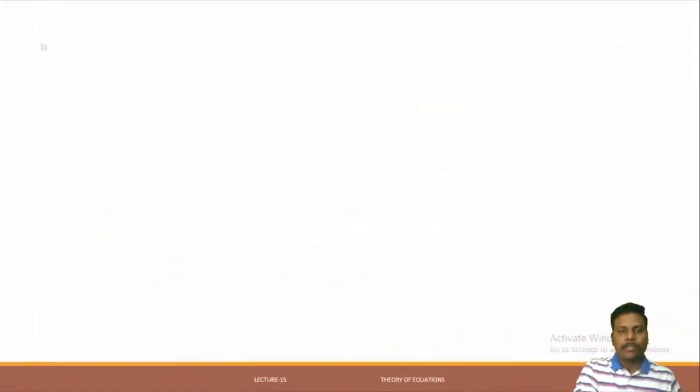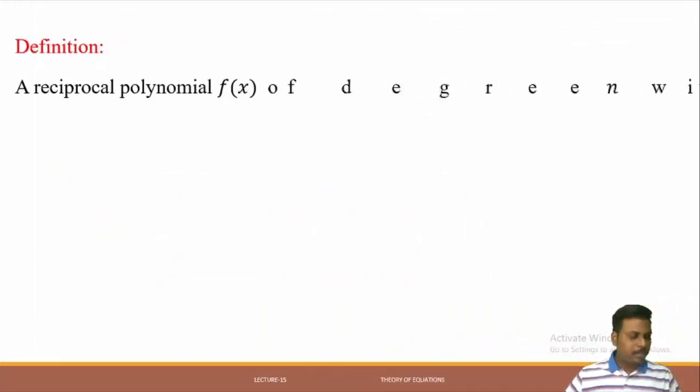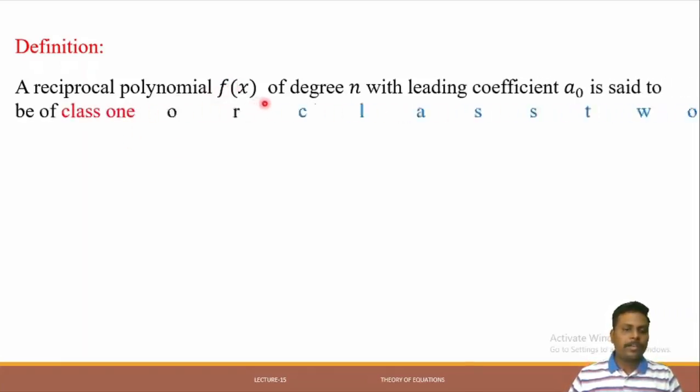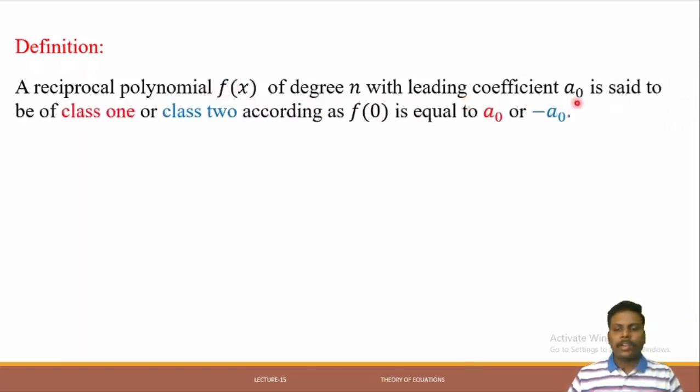Let me discuss some definitions now. A reciprocal polynomial f(x) of degree n with leading coefficient a_0 is said to be of class 1 or class 2 accordingly as f(0) is equal to a_0 or minus a_0. That means to tell whether a reciprocal polynomial is class 1 or class 2, you just have to verify this condition. If f(0) is equal to a_0, we call it a class 1 reciprocal polynomial. If f(0) is equal to minus a_0, then it's a class 2 reciprocal polynomial.